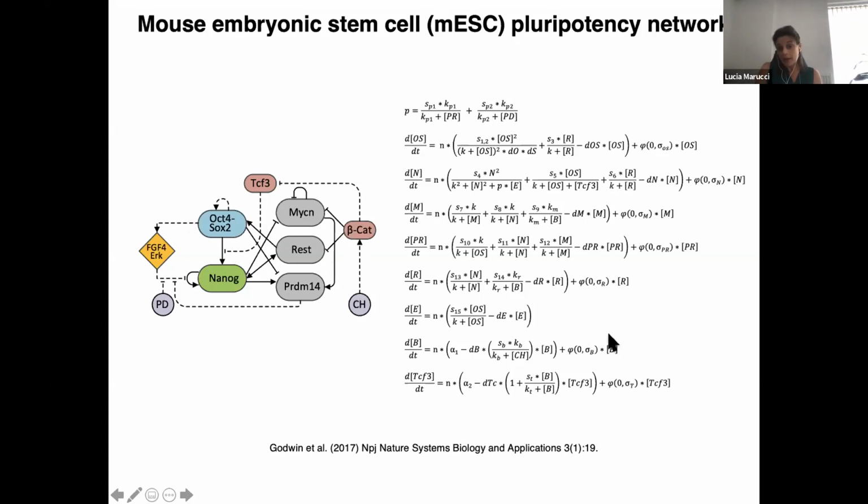This model is similar to the one I showed you before. It's just in a higher dimension. So again, we have Hill functions, and again, we have Gaussian terms to describe noise. Something else that we wanted to recapitulate was not just the distribution of Nanog in the two media, but also different proliferation dynamics that we and others measured when cells were cultured in the two media.